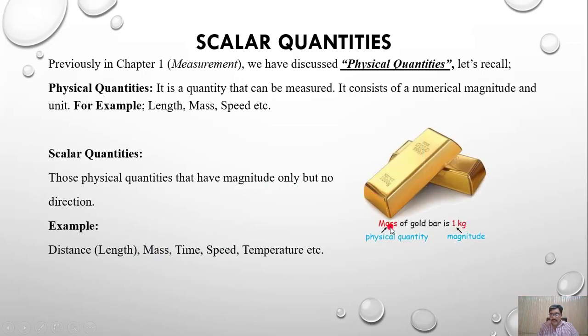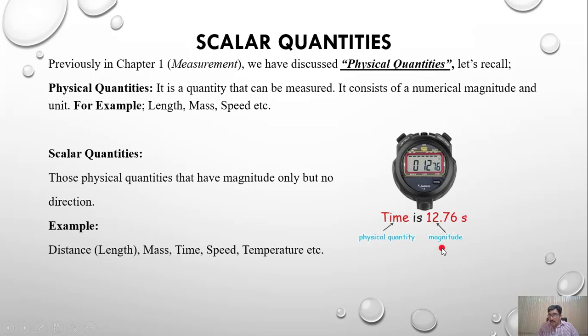Here you can see mass is a physical quantity, and the mass of a gold bar is given, that is 1 kg. Only numerical magnitude is here. So it is a physical quantity, and this physical quantity is your scalar quantity. No direction is given here.